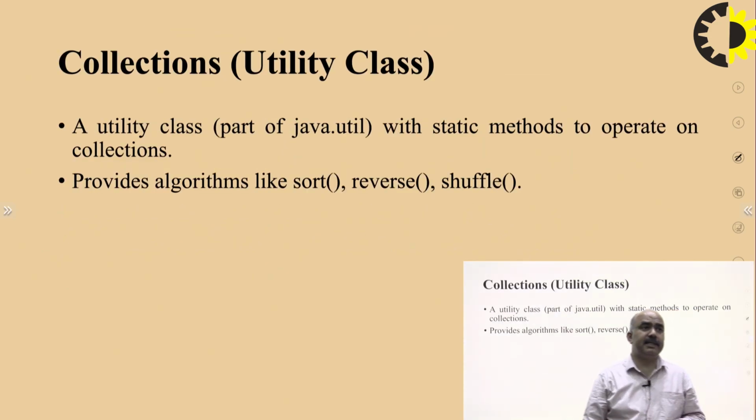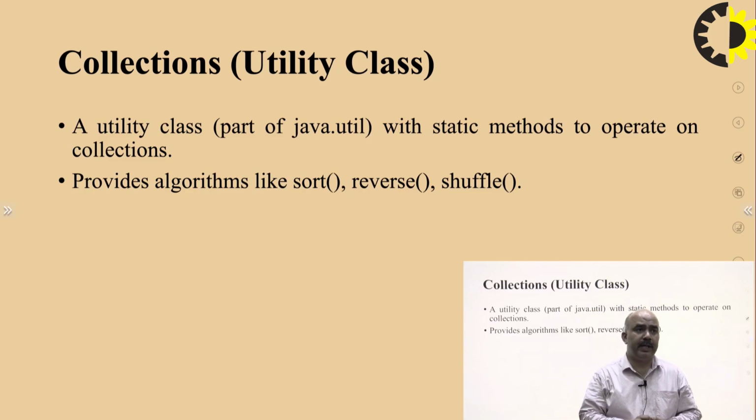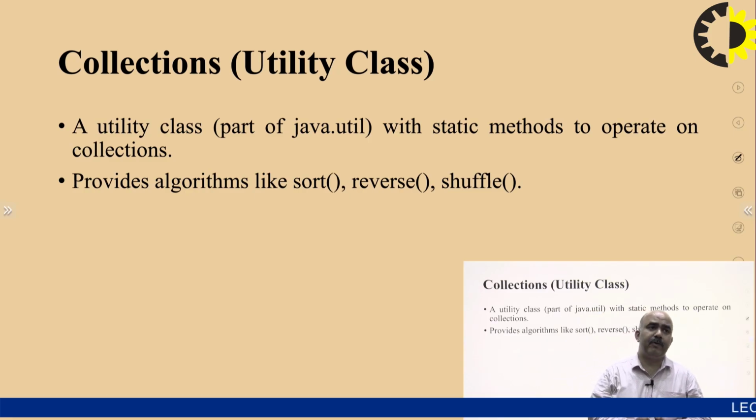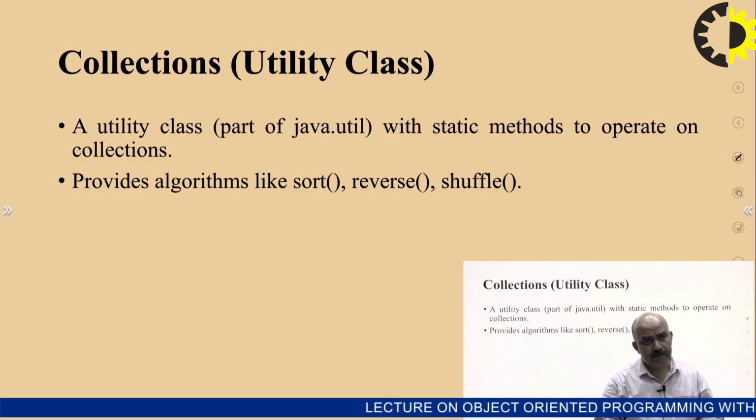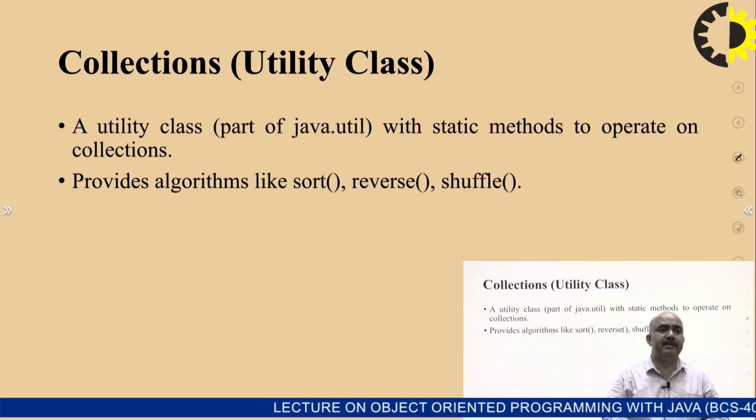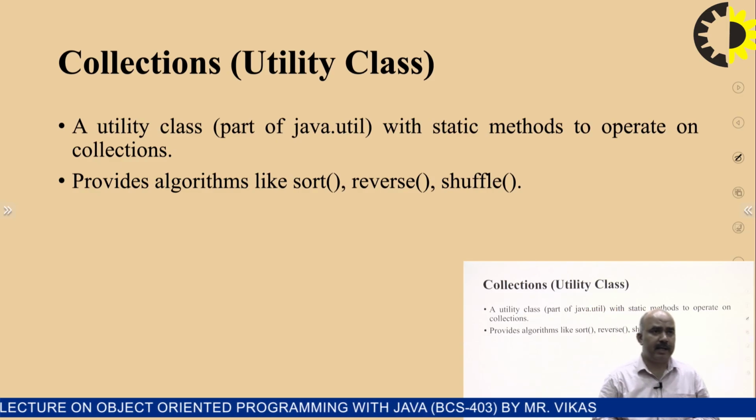Collections is basically a utility class with static methods to operate on collections. They provide algorithms like sort, reverse, shuffle, etc. So they have inbuilt algorithm methods which we just need to call, and they are part of java.util.